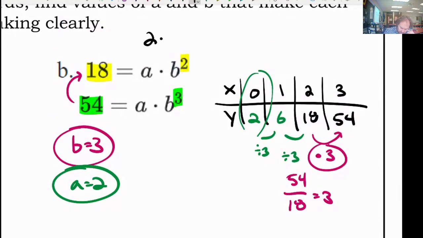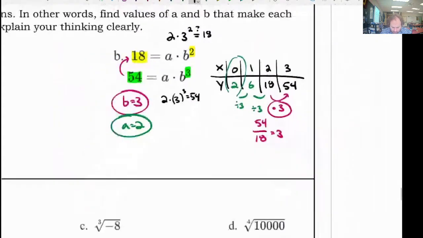Is 2 times 3 to the second power equal to 18? And is 2 times 3 to the third power equal to 54? Those are things you can check before you leave the problem. You can know that you're correct by checking those answers. Now let's move on here.